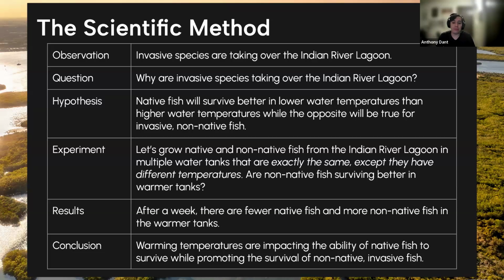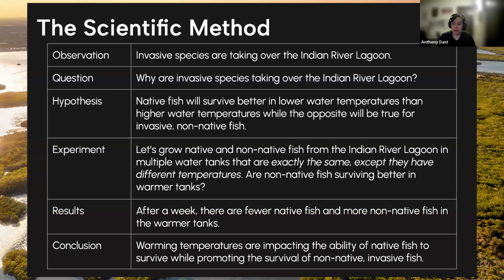And in this case, this experiment would be, let's grow native and non-native fish from the Indian River Lagoon in multiple water tanks that are exactly the same except having different temperatures. Our non-native fish surviving better than in warmer tanks. So ultimately, this experiment is trying to look at how the native and invasive fish are doing within the same conditions, so having a control of some kind as well. And this will ultimately help us answer the hypothesis that native fish will survive better in lower water temperatures versus higher water temperatures.